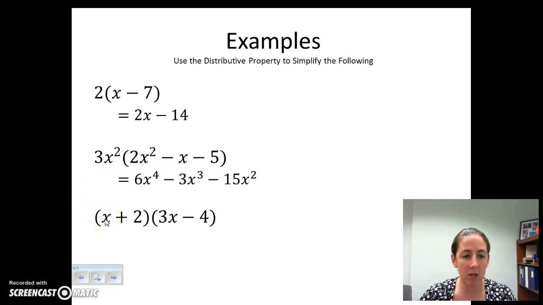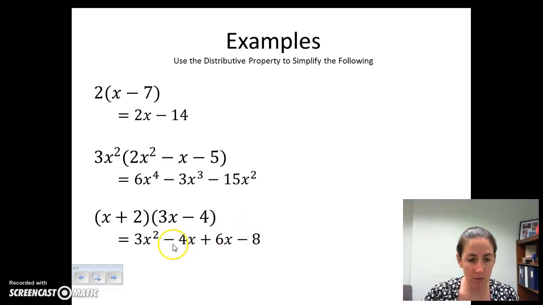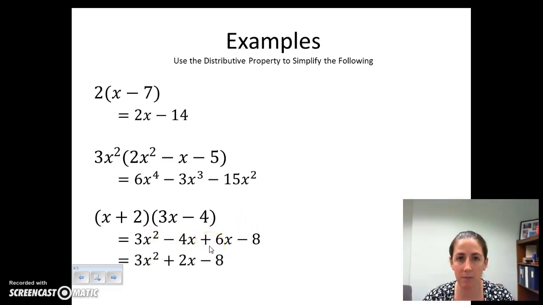So this x, you're going to take x and multiply it to everybody in the second group. x times the 3x, x times the minus 4. Then you do the next term, 2. 2 needs to get multiplied to everybody in there. 2 times the 3x, 2 times the negative 4. So that gives us 3x squared minus 4x plus 6x minus 8. And then we look to see if we have any like terms. Negative 4x plus 6x gives us that 2x.